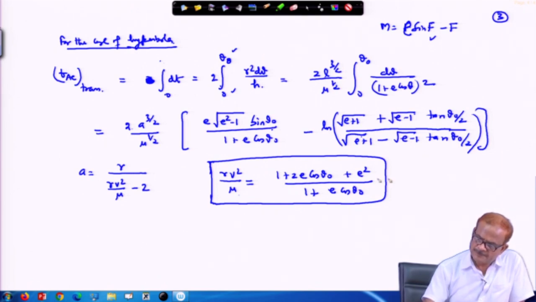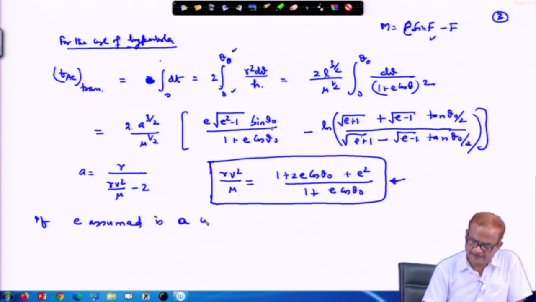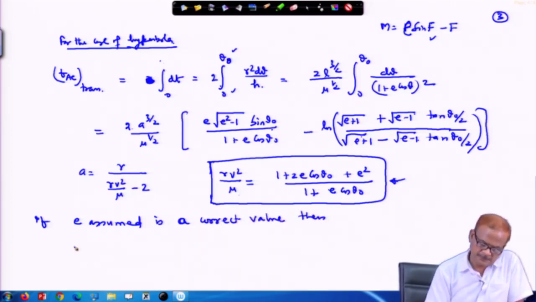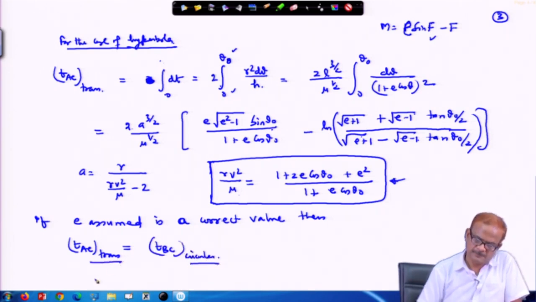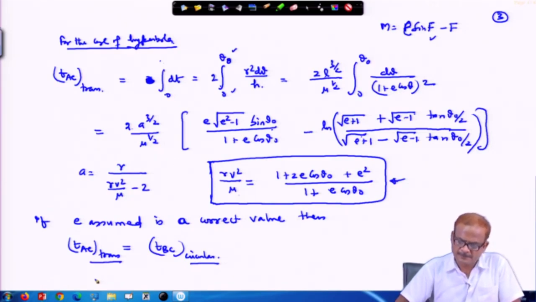So, these two are the standard equation that we need to work out. So, if E assumed is a correct value, then T AC transfer will be equal to T B C along the circular orbit, otherwise it will not be true.